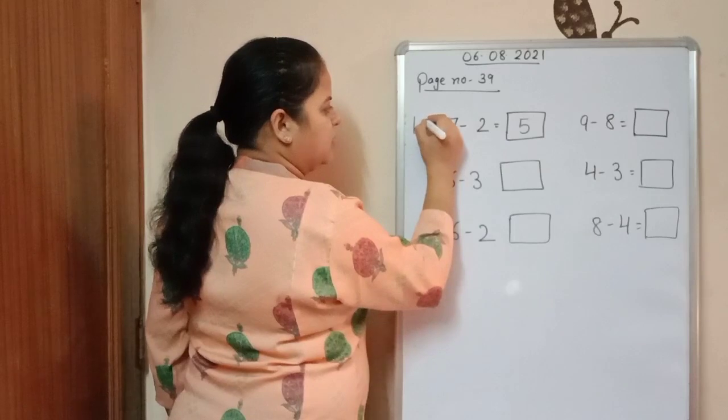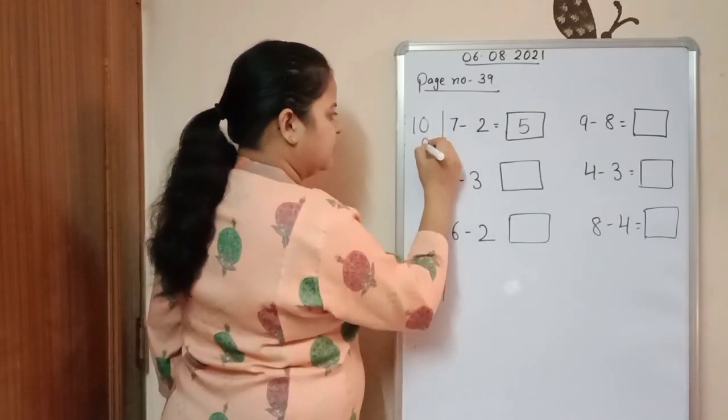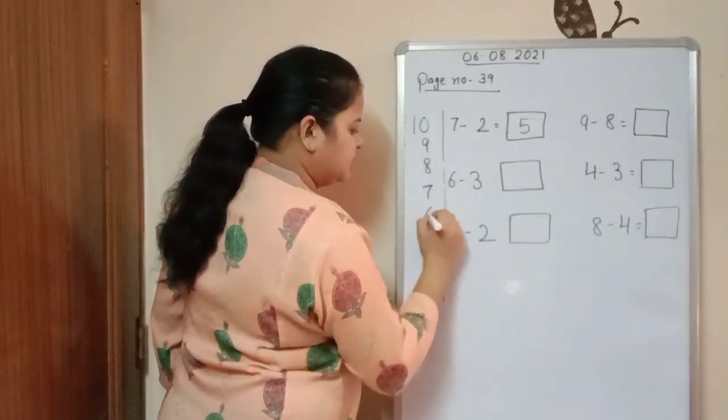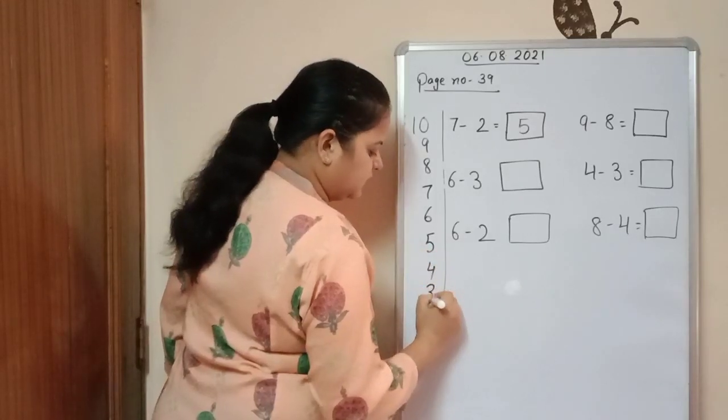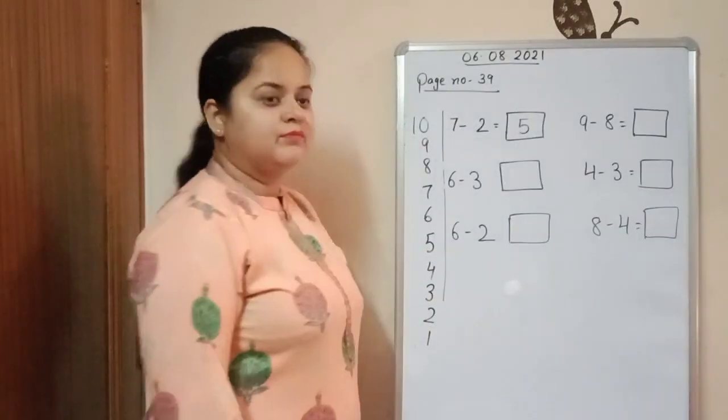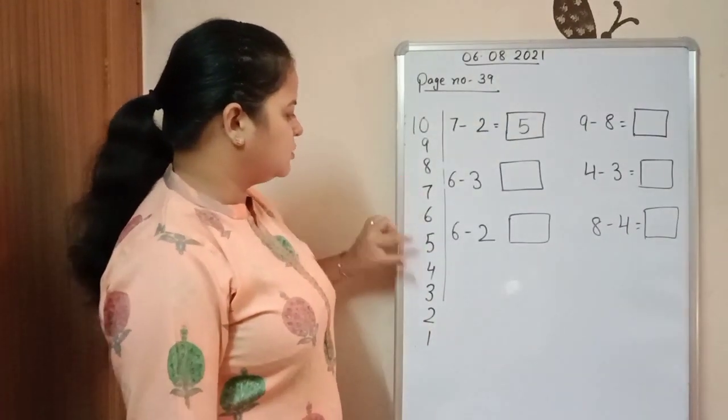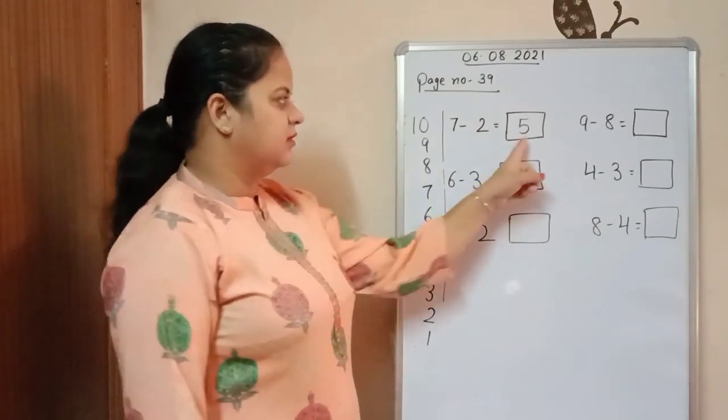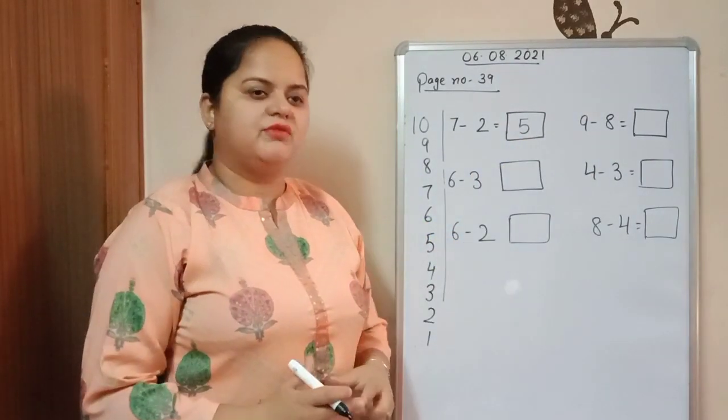See, the backward counting is here: 10, 9, 8, 7, 6, 5, 4, 3, 2, 1. So from 7, 2 steps back: 6, 5. So the answer is 5.